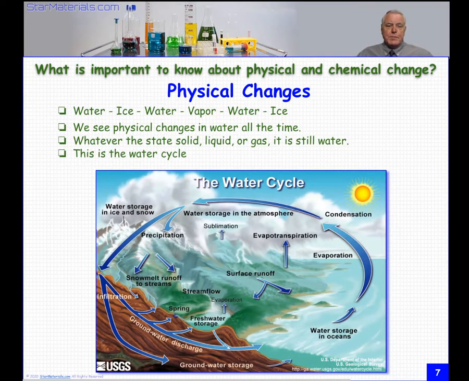You can see this on a planet scale. The water evaporates, condenses, precipitates. So you have liquid, gas, liquid, solid sometimes, snow, sleet. Liquid again. It's the water cycle. It's a physical change.